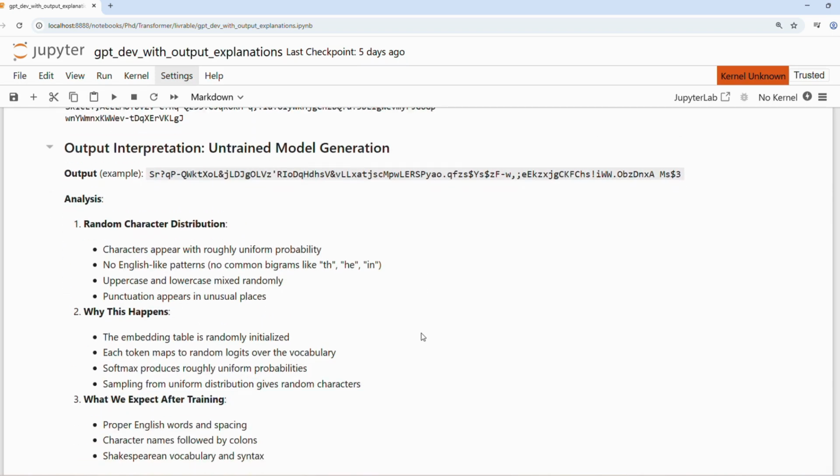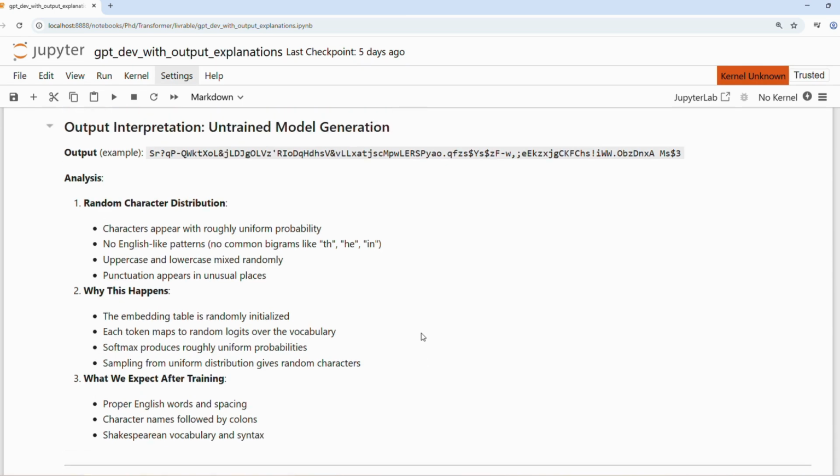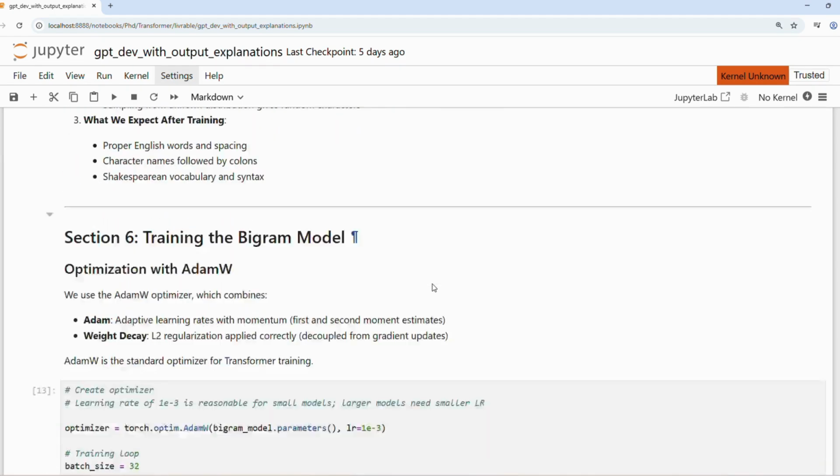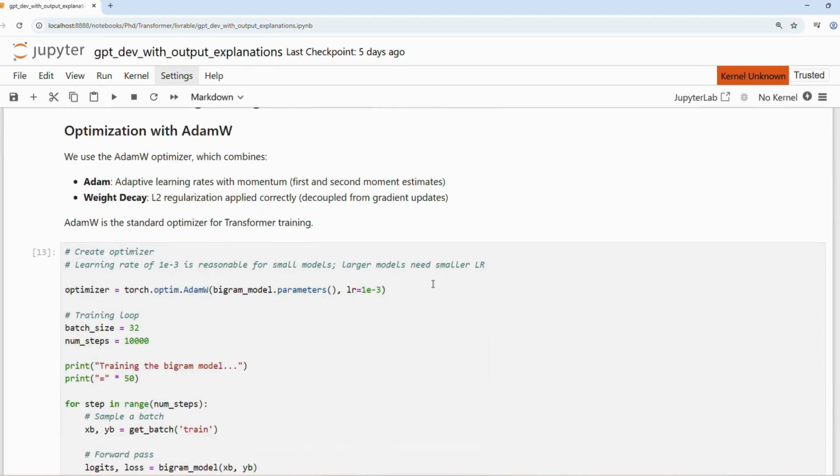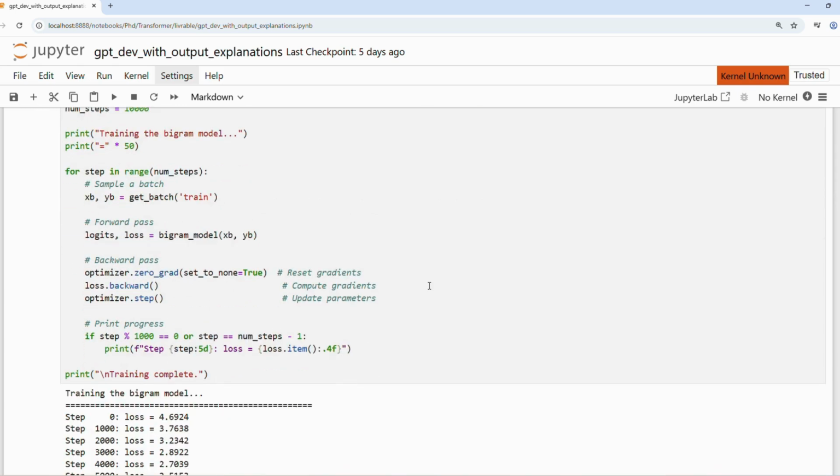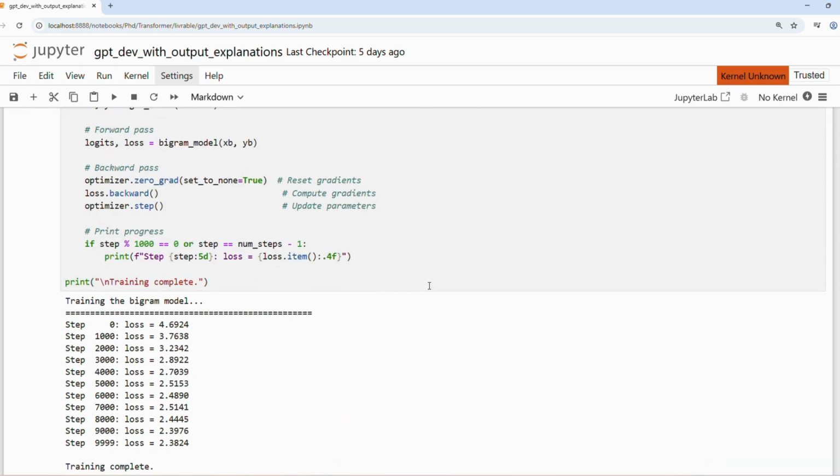We train using the AdamW optimizer with a learning rate of 1 times 10 to the minus 3 power. AdamW combines adaptive learning rates with proper weight decay. It's the standard optimizer for transformer models. Over 10,000 training steps, we watch the loss decrease from 4.70 down to about 2.50.